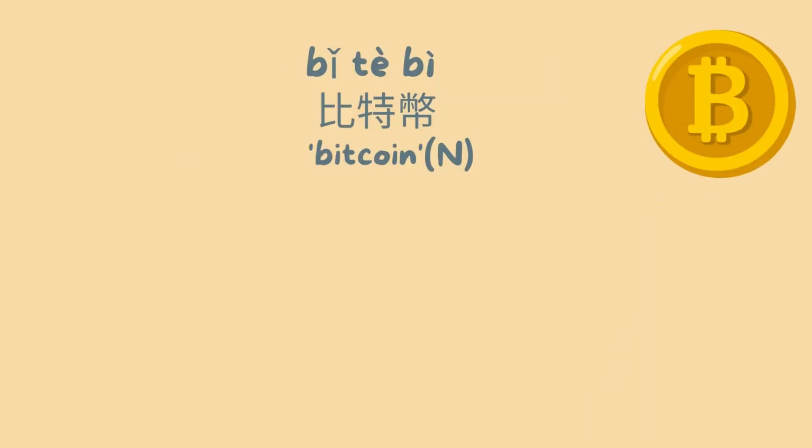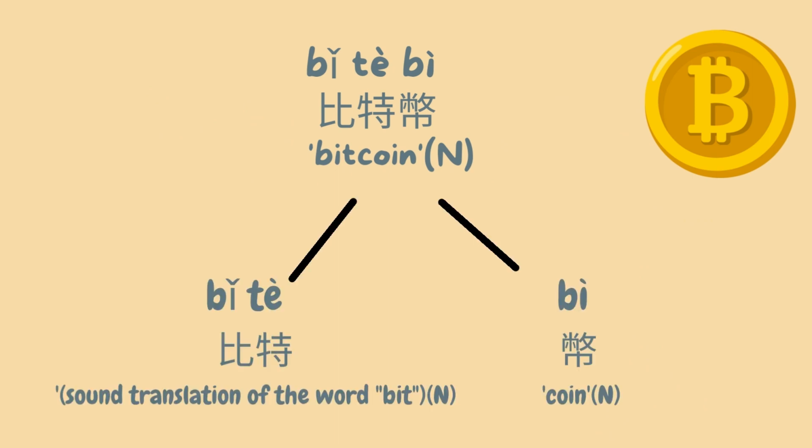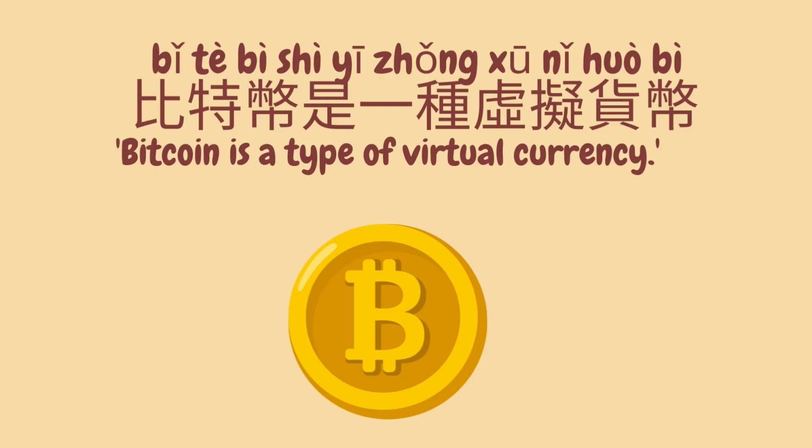Next one, 比特币, Bitcoin. The constituent characters 比特 represent the sound translation of the word bit, and 币 represents coin, a noun, indicating that the word 比特币 falls under the category of coins. 比特币是一种虚拟货币. Bitcoin is a type of virtual currency.